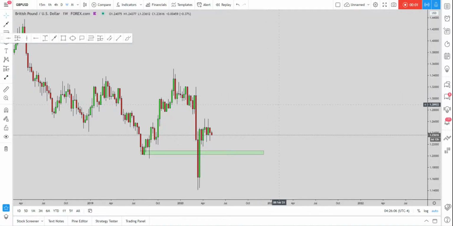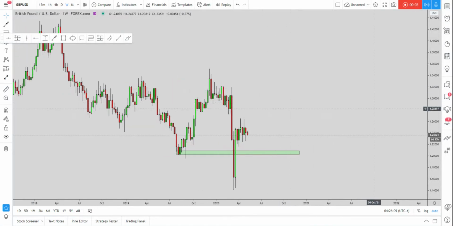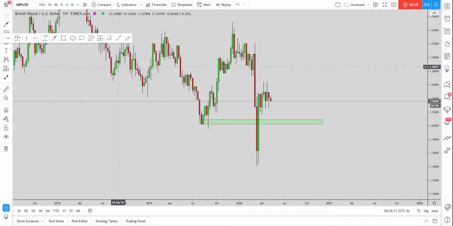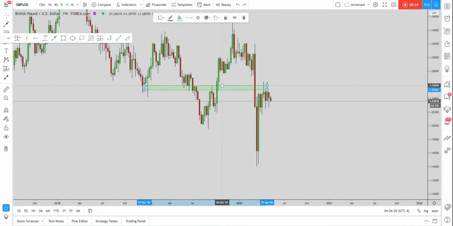Okay, so what kind of situation do we have at the moment on GBP USD? Now, from a weekly perspective, what kind of situation do we have? We have a market that has created a very nice impulse to the downside, followed by a pretty strong retracement. However, this retracement, what is it doing? It is decelerating. Now, why is it decelerating? Because it has approached pretty strong resistance from a weekly perspective.